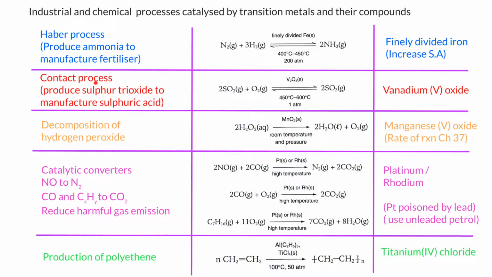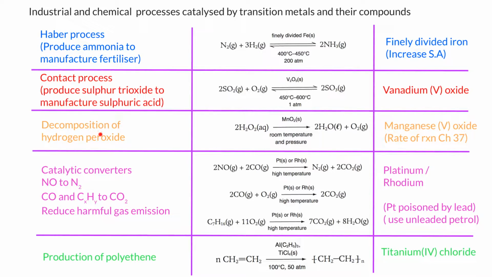The second one is the contact process, which we mentioned in the last video's exercise. In this process we produce sulphur trioxide. We use sulphur dioxide and combine it with oxygen to form sulphur trioxide, and later we can use sulphur trioxide to manufacture sulphuric acid. We use vanadium(V) oxide as the catalyst in this process.